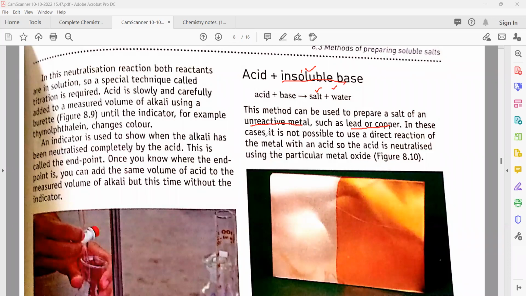In this case, it is not possible to use a direct reaction of metal with an acid. So the acid is neutralized using the particular metal oxides. Here we are not going to use bases, we are going to use metal oxides. Understand? When you learn one method, you need to compare it with the others, so you can easily differentiate between the different types of methods. In some places you have the same reactants, but there is a little change in them, so you need to know about the change.